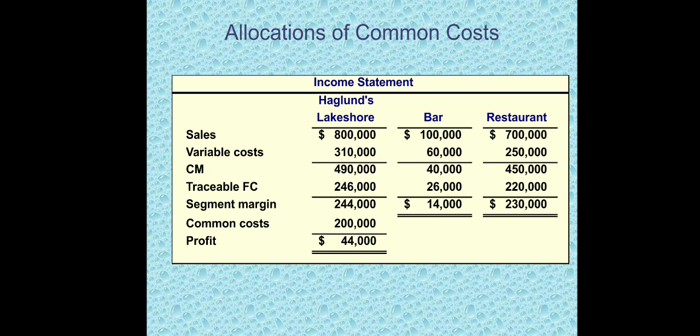So let's see. There is a business, Haglands Lakeshore. This business has two segments, bar and restaurant. The correct way to prepare the income statement is like this. You prepare the income statement for the whole business, and then the fixed cost for the whole business has to be divided into traceable fixed cost and common fixed cost. This is the correct way. So in this income statement, you can see that the traceable fixed cost is 246,000. Traceable fixed cost means the fixed cost that can be traced to the segments in the business. So this traceable fixed cost, 26,000 is coming from bar and 220,000 is coming from restaurant.